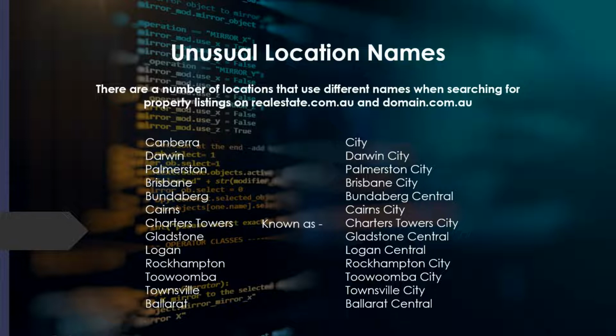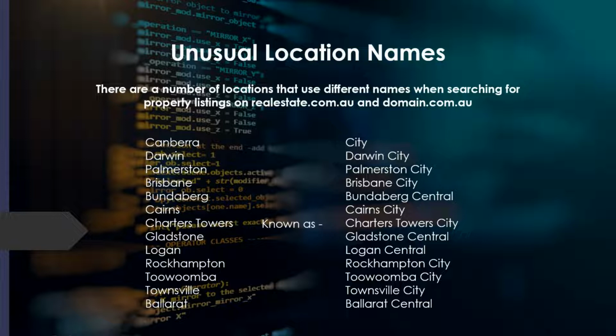When you search these locations through realestate.com or Domain, you'll find that it will prompt you to select, in some cases, Brisbane City, in other cases, Bundaberg Central. So it actually looks for properties in the correct location. So when you run the grid variance program and you select a location, let's say for example Bundaberg, the program will automatically search for Bundaberg Central and not for Bundaberg. This is not an issue you need to be concerned about. Just be aware that when you enter these locations, the program will automatically change the name and look for the correct address.